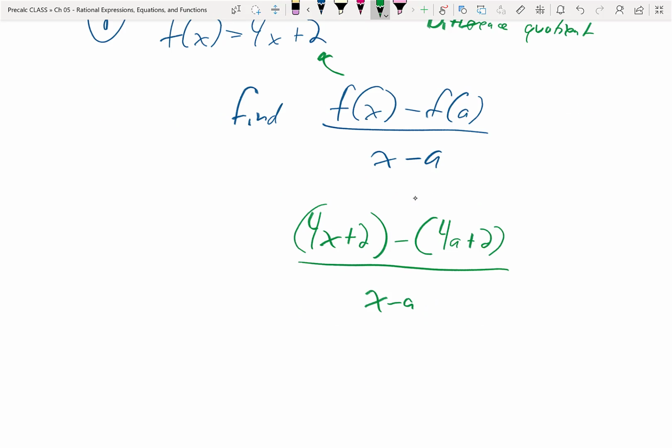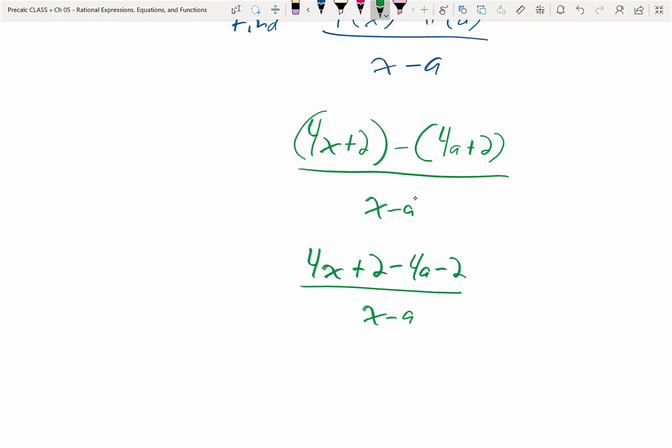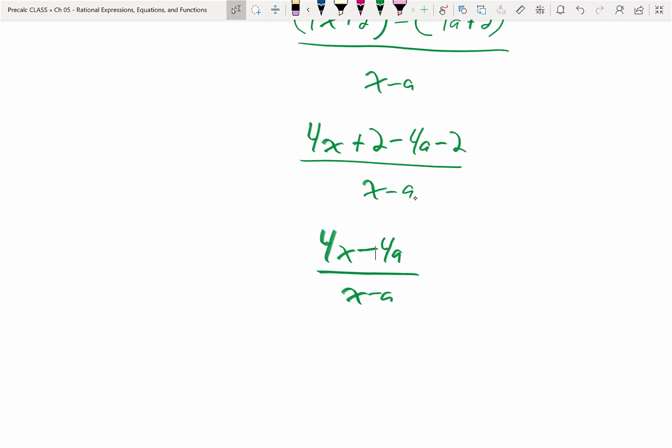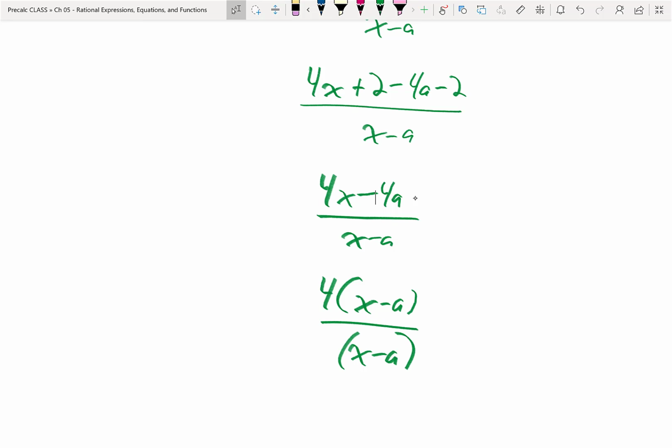over x minus a. All this is asking you to do is simplify this. So you have 4x plus 2 minus 4a minus 2 over x minus a. The 2's cancel, and you get 4x minus 4a over x minus a. Factor the numerator. And they cancel, and you get 4.